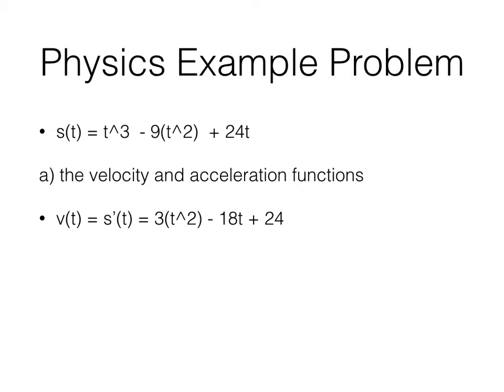Velocity function is simply the derivative of the position function. We're going to get 3t squared minus 18t plus 24 for the velocity function. And then for the acceleration function, we're going to find the derivative of the velocity function, which is then going to be 6t minus 18. This is all done using simple power rules.